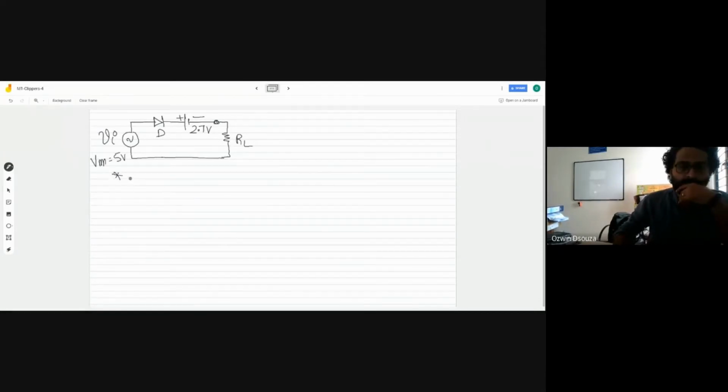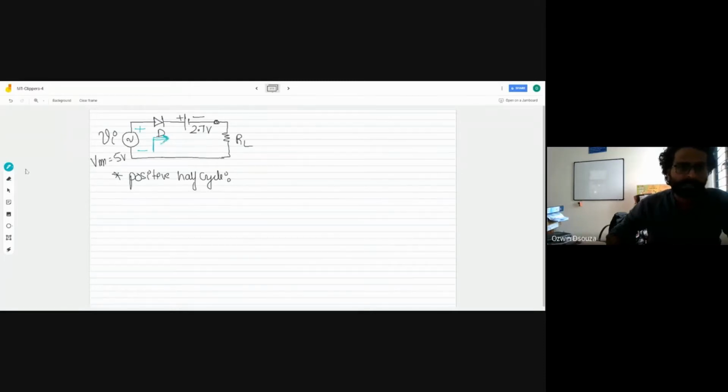So let us consider the positive half cycle. In the positive half cycle, let's consider the polarities. Say this is plus and this is minus. In the positive half cycle, we see that the source Vi is trying to circulate the current in this manner.